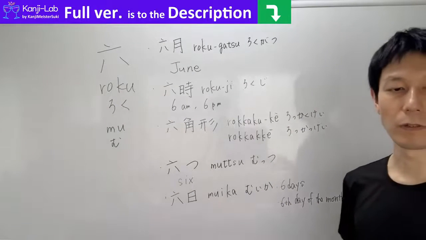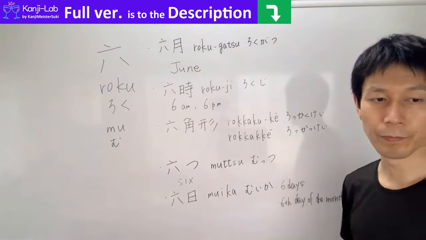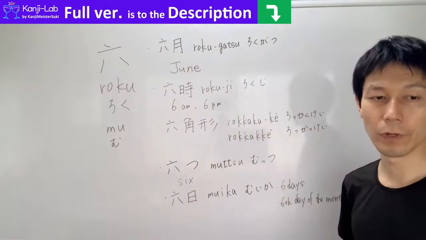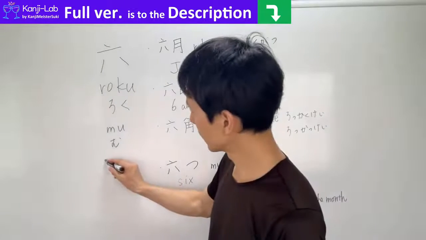Next is the meaning of the kanji roku. Roku is used in the following meaning: 6.